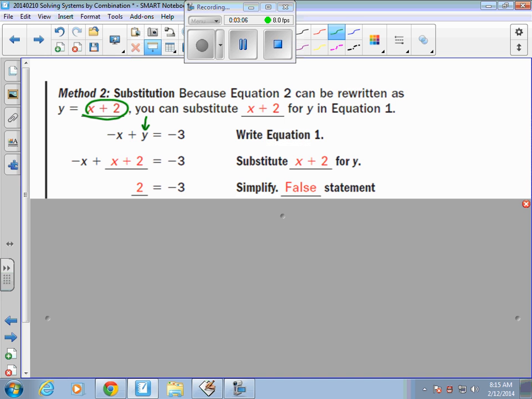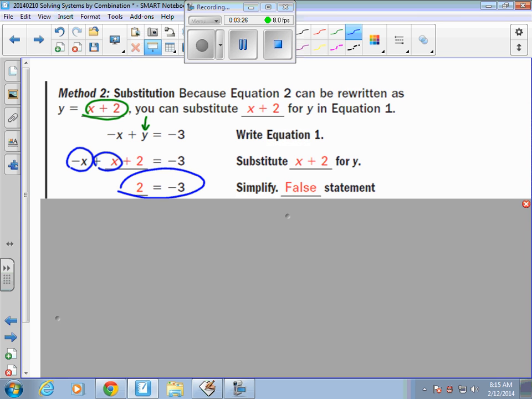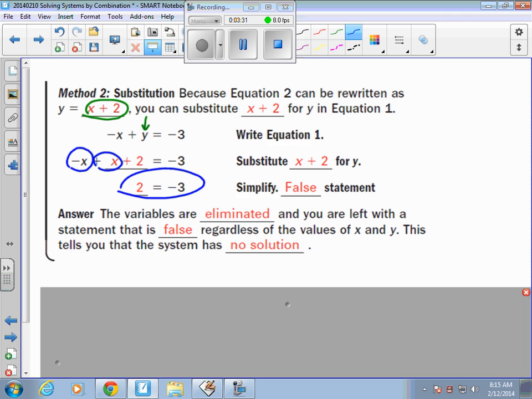Then when you combine your like terms, negative x and positive x cancel each other out. And they leave you with a statement that says 2 equals negative 3. We can check the truth value of this statement. It is not true. 2 is not equal to negative 3, therefore it's false. And when you get a false statement, then there'll be no solution. Anytime you eliminate all of the variables, regardless if you try to or not, using the elimination method or substitution, if it gives you a false statement at the end, there's going to be no solution.